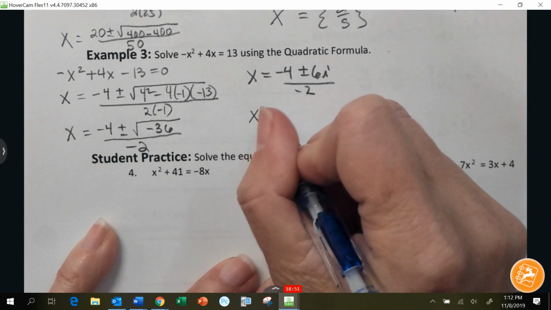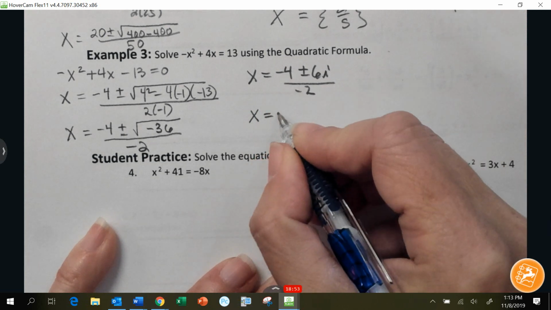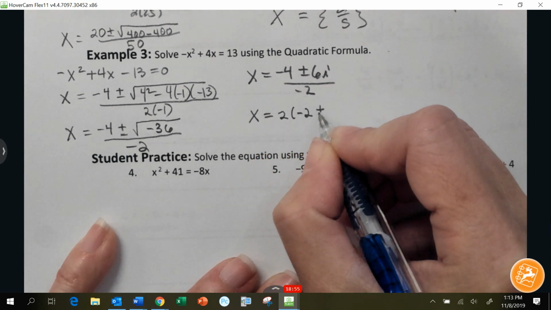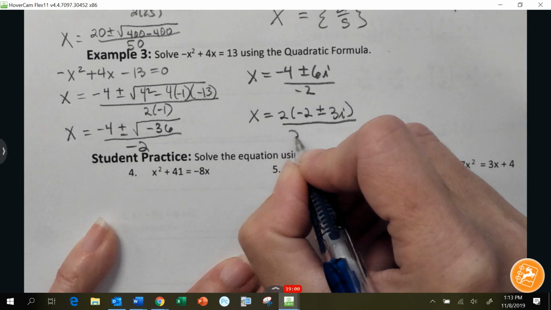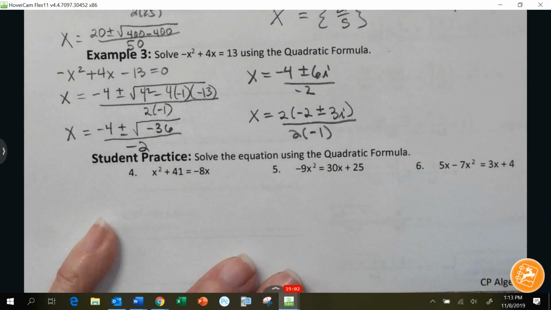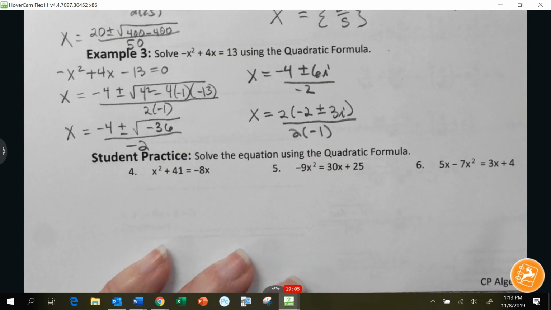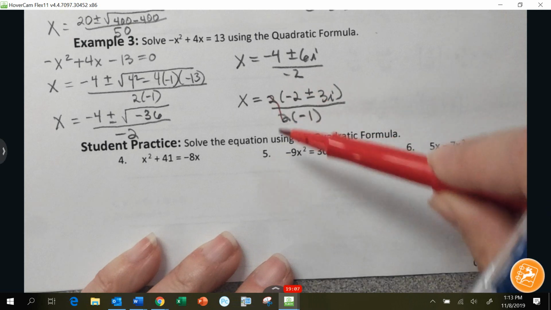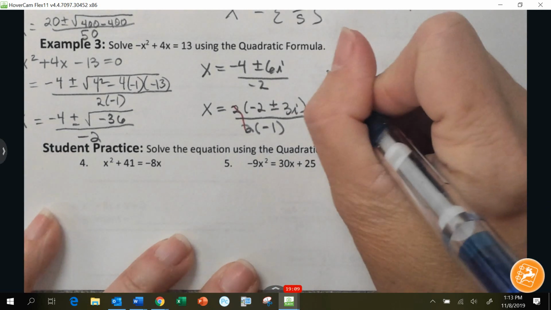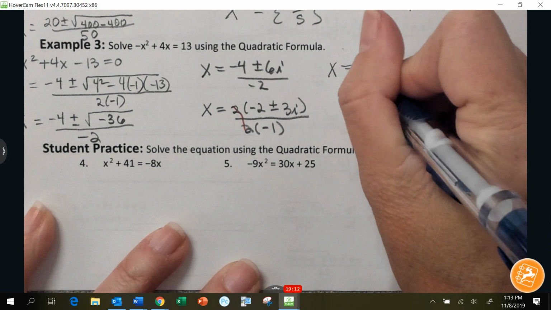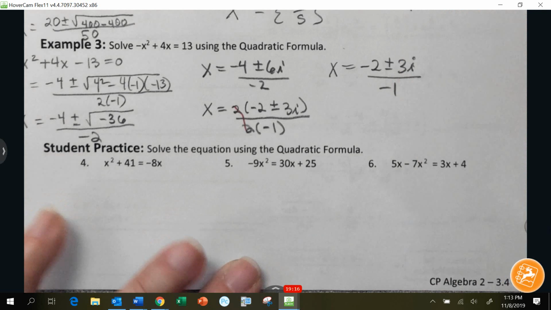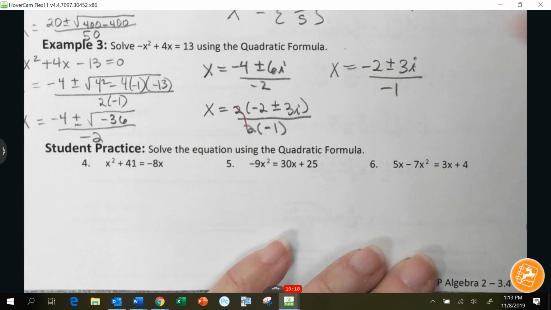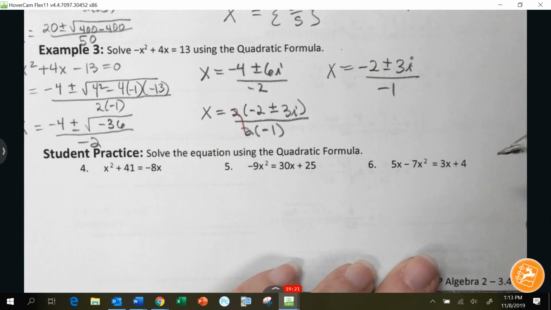So when I have x equals, if I take out 2, I have 2 parenthesis negative 2 plus or minus 3i over, then I have 2 multiplied by negative 1. So those 2's will cancel. And now I have negative 2 plus or minus 3i divided by negative 1. So we go to the third question. Is the denominator positive? It needs to be.